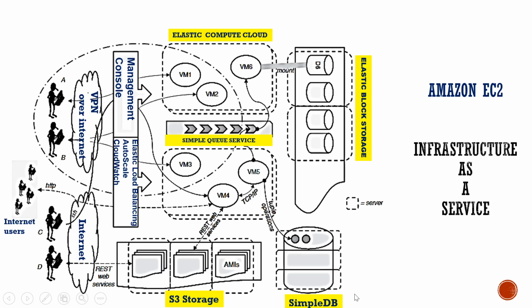So what is there on the front end? The users, now this is a VPN connection. If you say this set of A and B are connected over the VPN, so they are in an intranet environment that we spoke about. But below, you see users C and D, they are normal internet users. They are traveling over the internet over here.